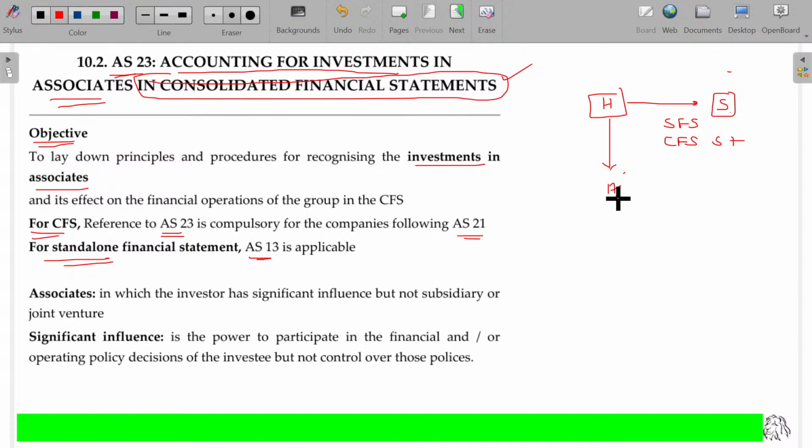Apart from that, A's investment should also be included here under the equity method. Under the equity method. Is that clear?